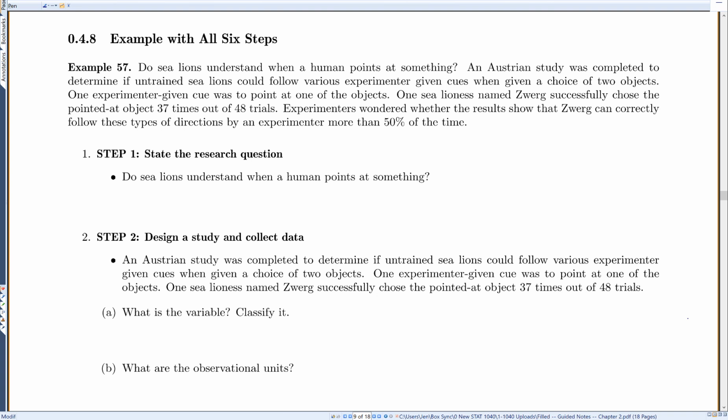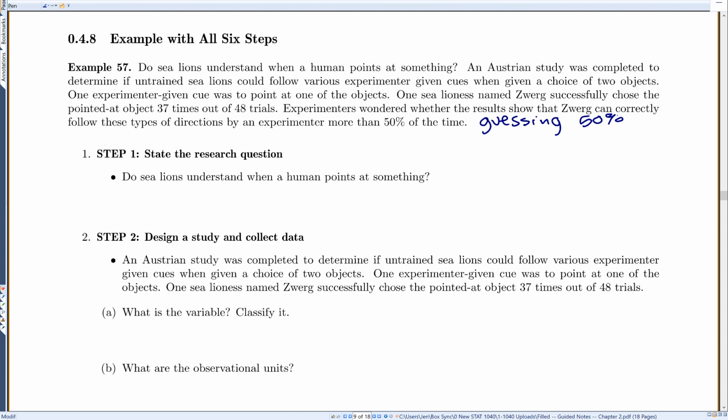So she successfully chose the pointed at object 37 out of 48 trials. So experimenters wondered whether the results show that Zwerg can correctly follow these specific types of directions more than 50% of the time. Because at 50% of the time, we would assume guessing, that they were just guessing. So guessing would be 50%.